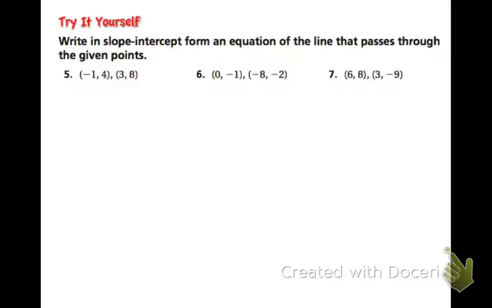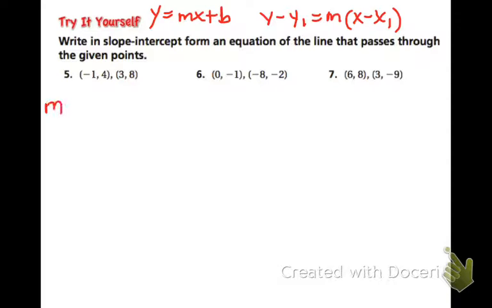Okay, so a couple things. Slope-intercept form, y is equal to mx plus b. And the point-slope form of an equation, y minus y1 is equal to slope times x minus x1. And we can use this information. So if we're going to write an equation of the line passing through the given points, we first need to calculate the slope of each pair of points.